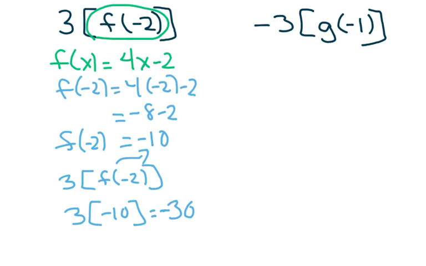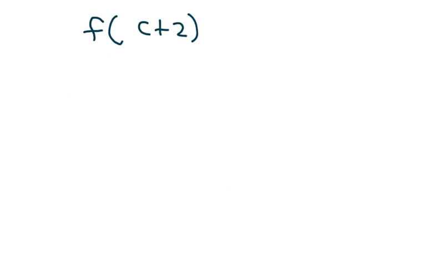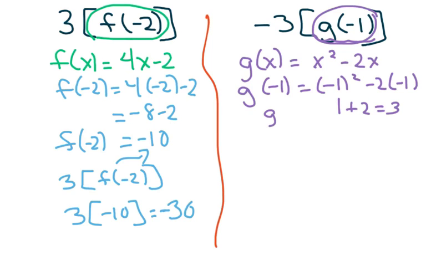So you can do a lot more with function notation. And then for this one, we're going to have g of x. I forgot what that is already. x squared minus 2x. So g of x equals x squared minus 2x. First thing I'm going to do is find this value, and then I'm just going to multiply it by negative 3. So g of negative 1 equals negative 1 squared minus 2 times negative 1. So negative 1 squared is positive 1 plus 2, that equals 3. So g of negative 1 equals 3.